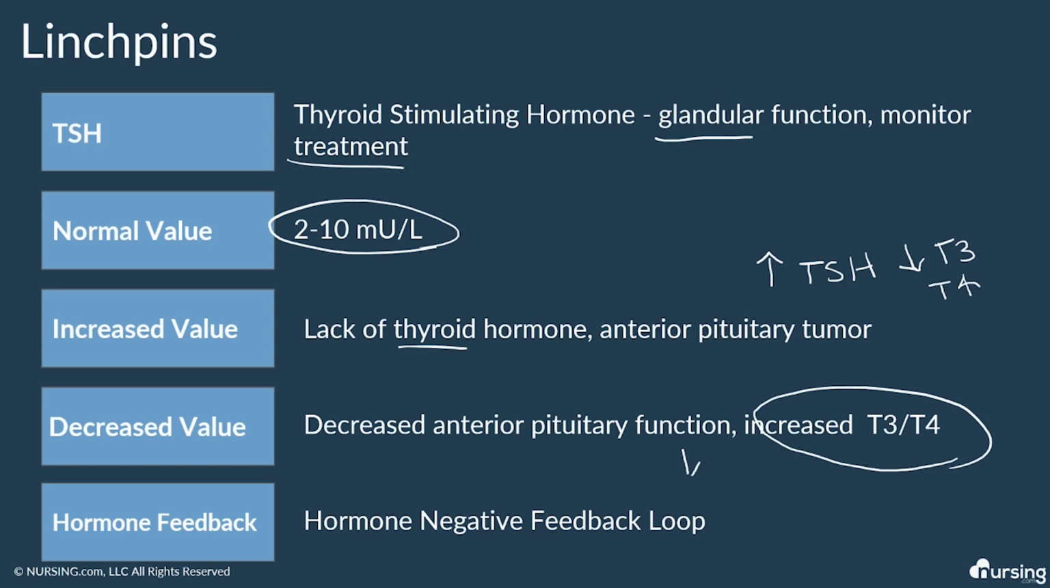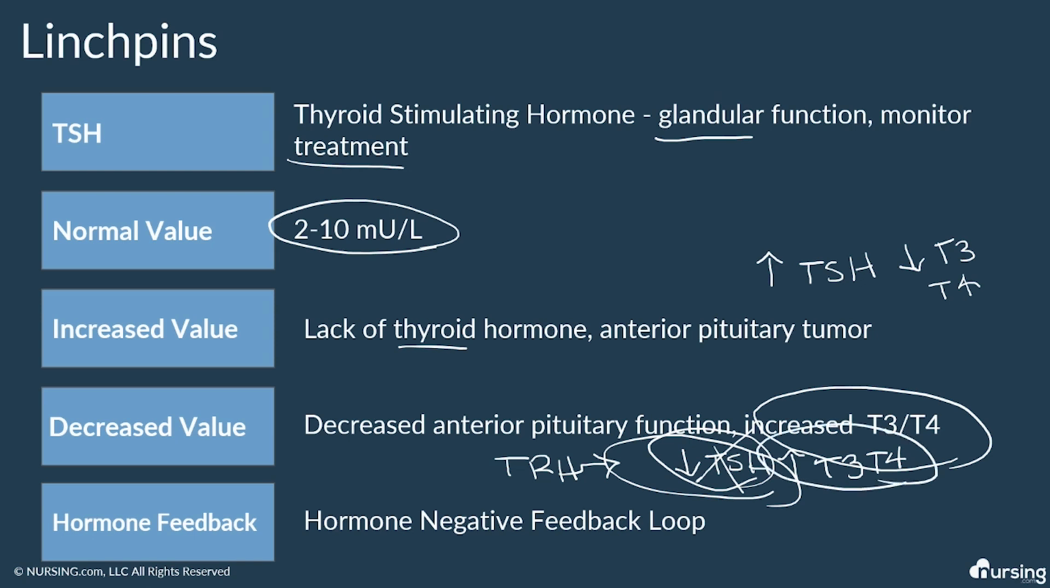When the TSH is low, it means that we've got plenty of thyroid hormone, because through the feedback loop, we know that the TRH is not being produced, and therefore the anterior pituitary gland is not producing the TSH, because we've got plenty of the thyroid hormone. Always remember that negative feedback loop system.